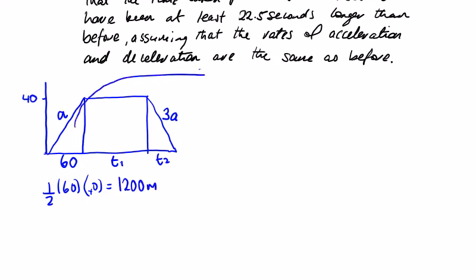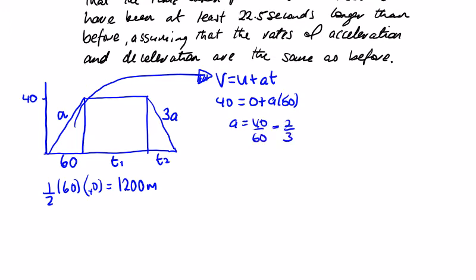What about calculating A? If you want to jot your formula down, V is equal to U plus AT, or else you can see what's going to happen in these cases. 40 is equal to my 0 plus A times 60. So you can see A is going to be 40 over 60, which is 2/3. And if it takes 60 seconds to go up to that speed, and we're decelerating with 3 times that acceleration, it's going to take me 60 divided by 3, 20 seconds to come back down here. So I can put my 20 in here.